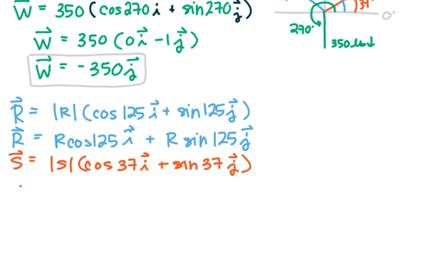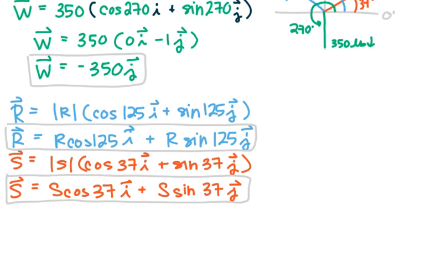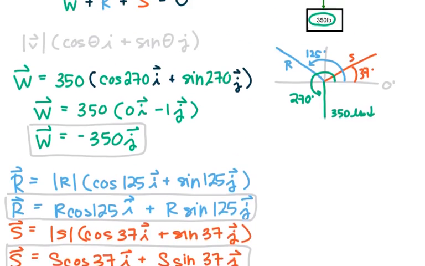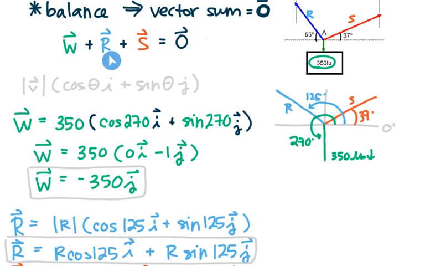And again, we'll simplify that as well. So S equals S cosine 37 I plus S sine 37 J. So I have my three vector representations that I'm going to use to solve this problem. Now, also recall we said that W plus R plus S is going to equal 0.